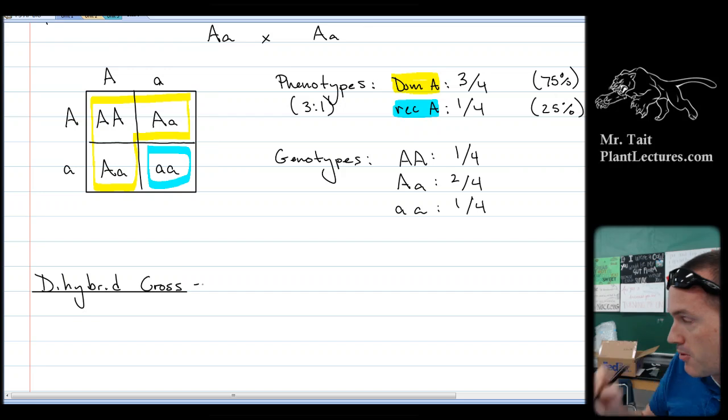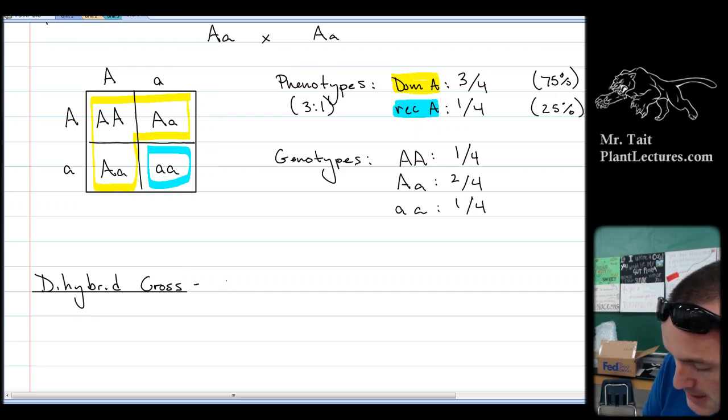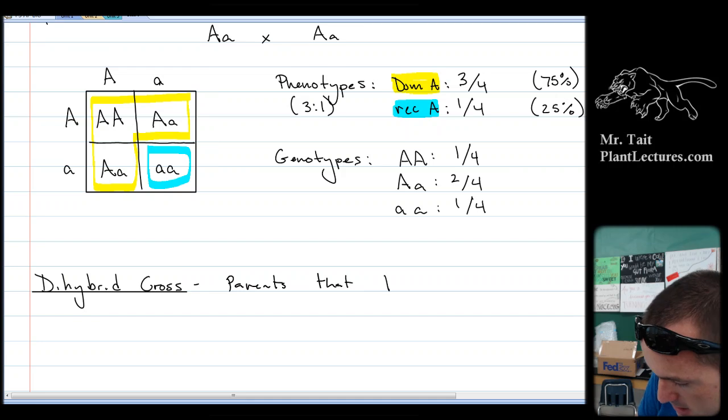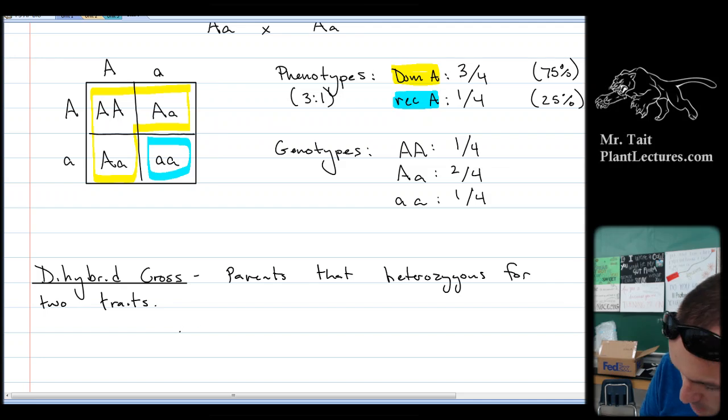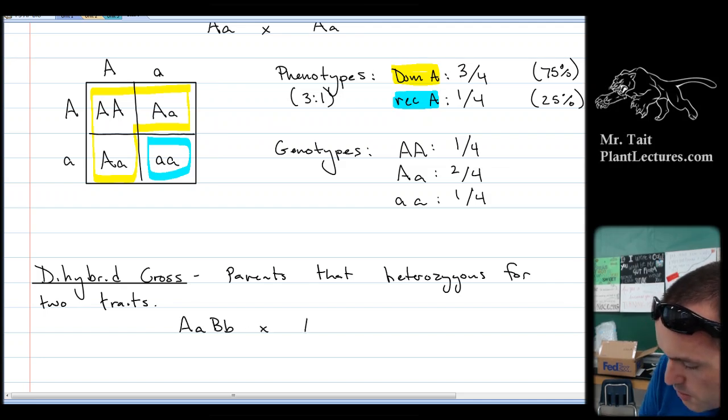All right, let's talk about a dihybrid cross. A dihybrid cross is parents that are heterozygous for two traits. So in other words, we'd have like big A, little a, big B, little b, crossed with big A, little a, big B, little b.